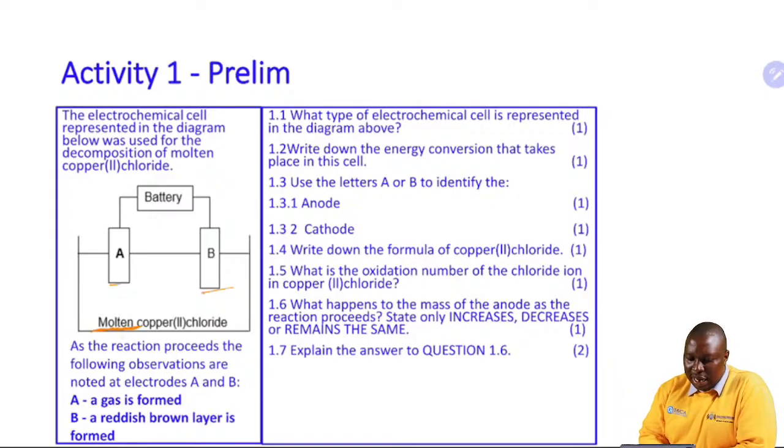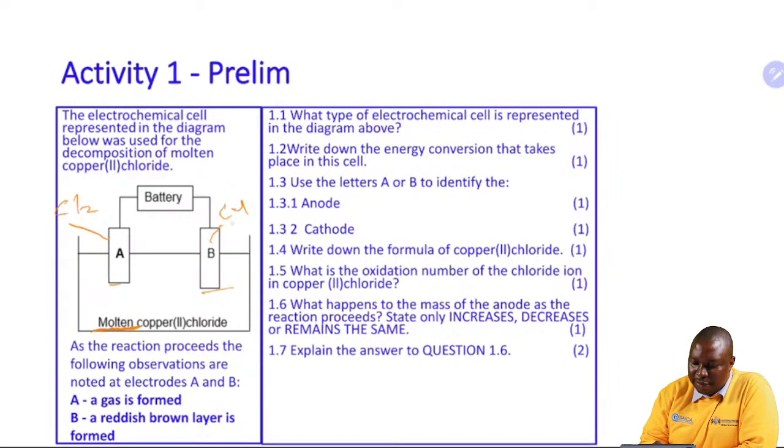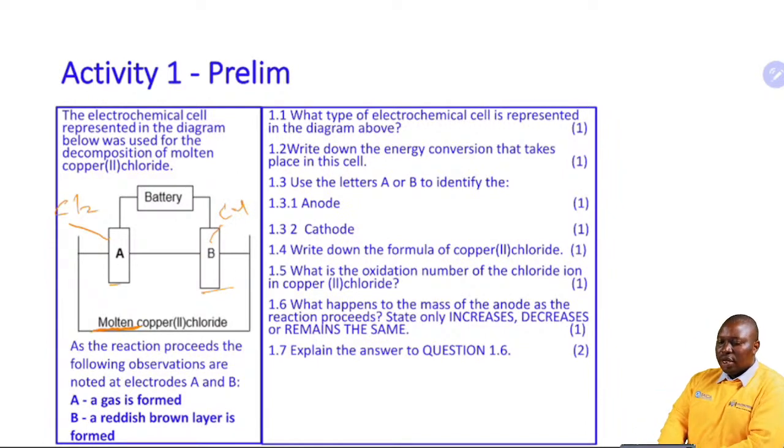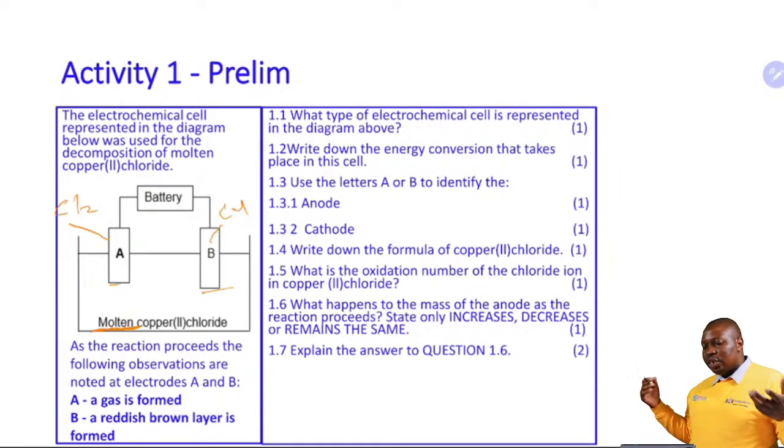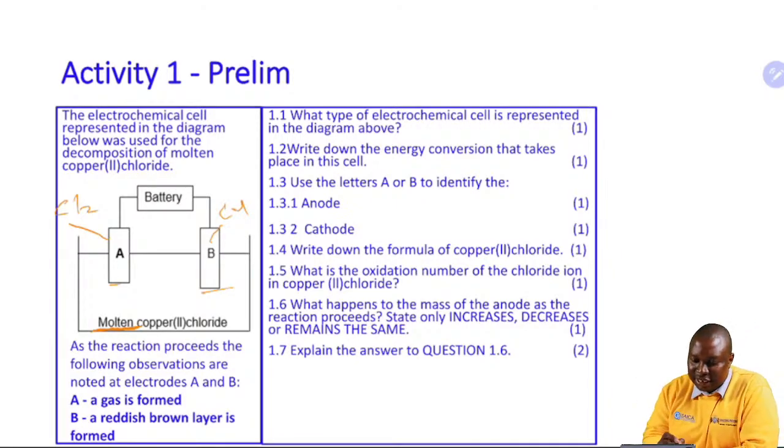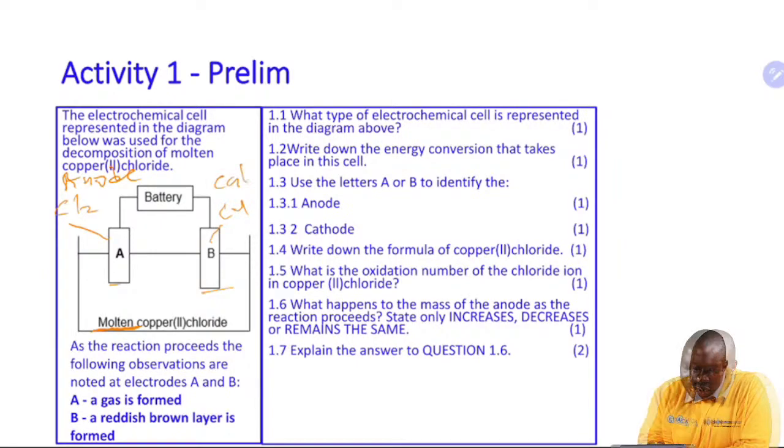As the reaction proceeds, at A a gas is formed. There is only one gas that is formed, which is chlorine. At B, a reddish brown layer is formed. The only layer that will be formed is copper: copper 2+ becomes copper, which is brownish. Those observations already tell you what you are going to get. And remember I said a halogen, chlorine, is always at the anode, and hence this one will be the cathode. Here there will be loss of electrons, and here there will be gaining of electrons.